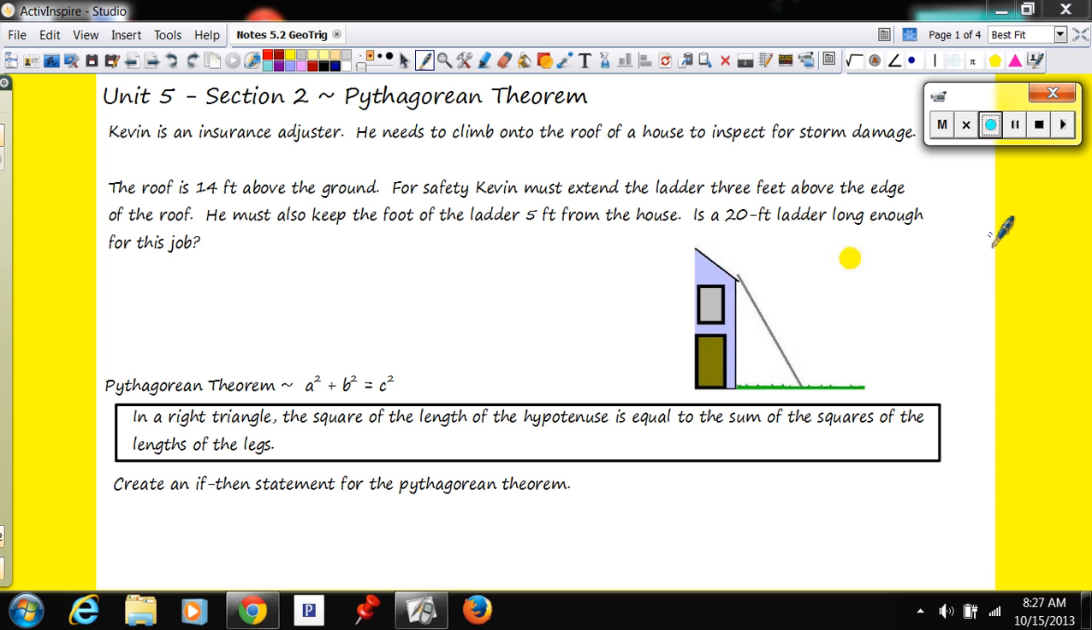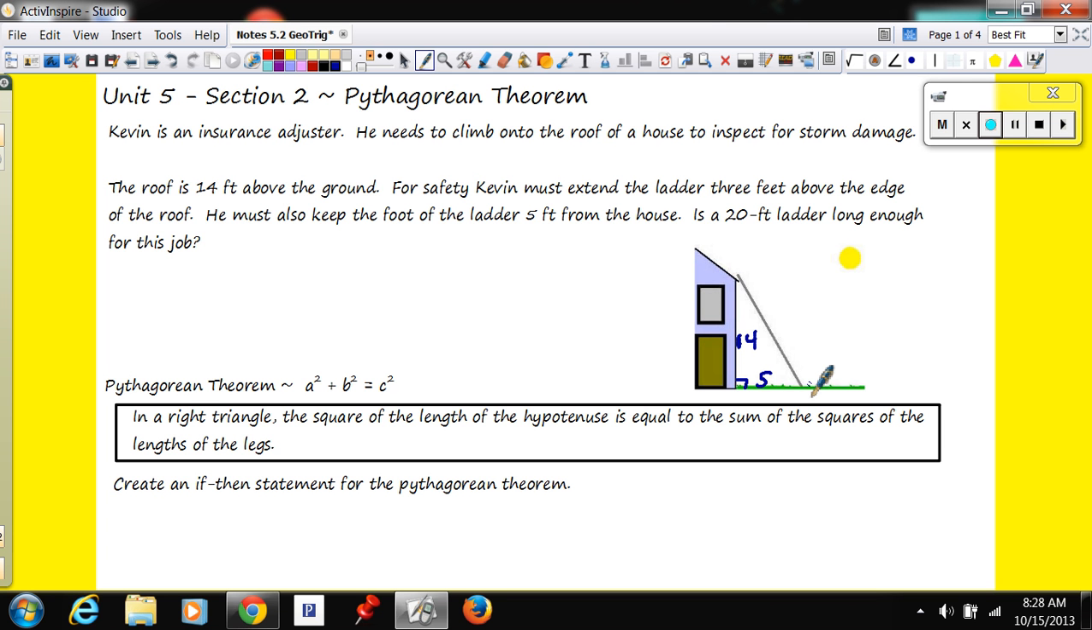So let's label what we know on this picture right here. We know that the roof is 14 feet from the ground. So I'm going to put a 14 right next to the house there. We know that the ladder has to be 5 feet away from the house. We know that it's a right triangle. It's a 90-degree triangle, 90 degrees. What we need to know is how long the ladder needs to be to satisfy this condition right here.